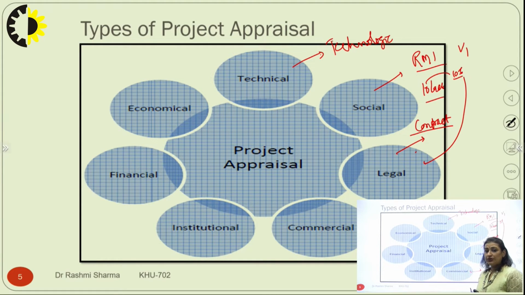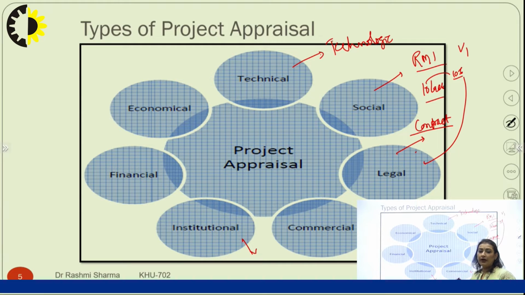Then the institutional aspect: how your institution, how your organization would grow while you are taking that particular project into consideration. If you don't take that project, then what would be the loopholes or the disadvantages? If you take that project and it is successful, then how will your company's goodwill grow? So we have to see the institutional level growth or acceptance of the project which we are undertaking.